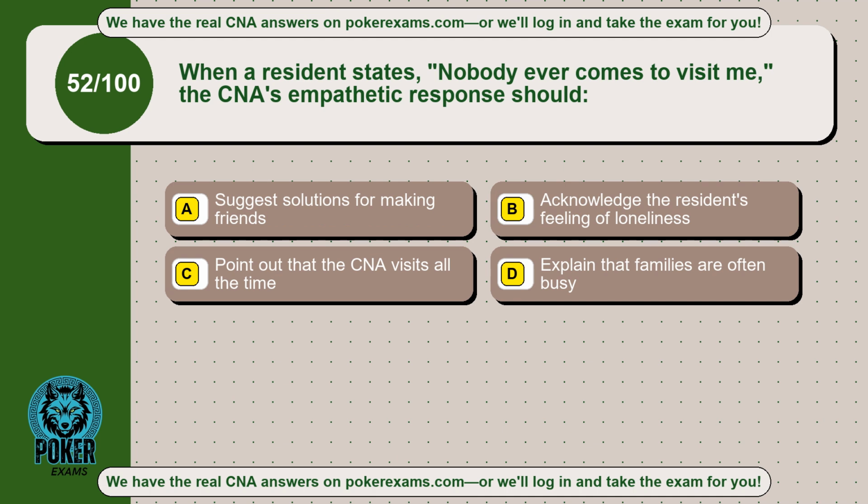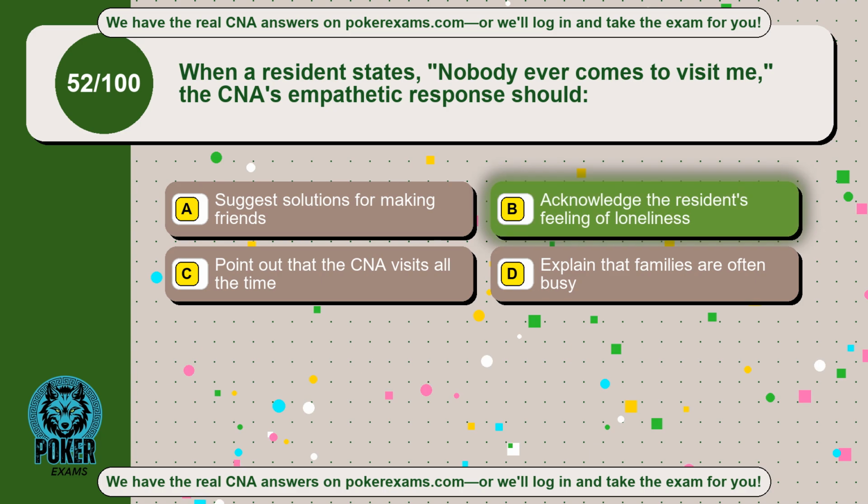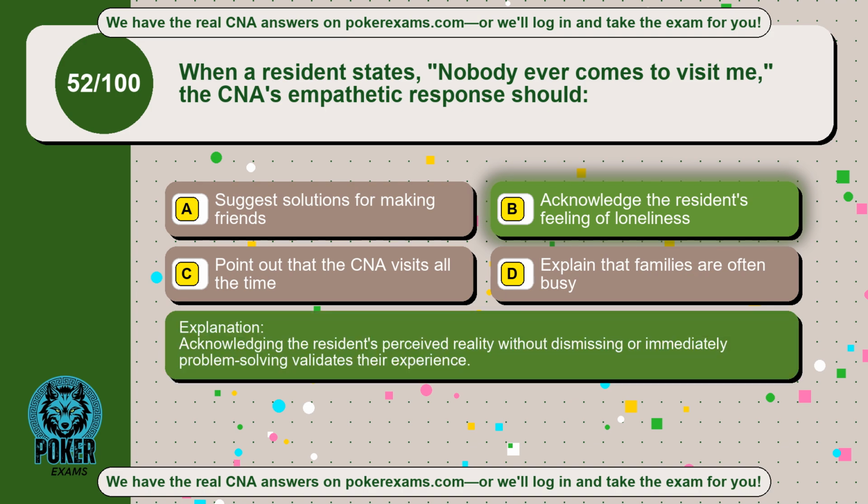Question 52. When a resident states, "Nobody ever comes to visit me," the CNA's empathetic response should: Option A, suggest solutions for making friends. Option B, acknowledge the resident's feeling of loneliness. Option C, point out that the CNA visits all the time. Option D, explain that families are often busy. The correct answer is option B. Acknowledge the resident's feeling of loneliness. Acknowledging the resident's perceived reality without dismissing or immediately problem-solving validates their experience.